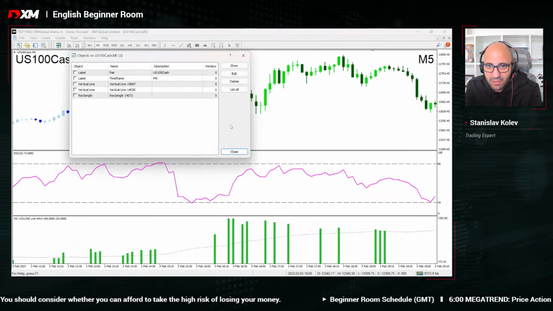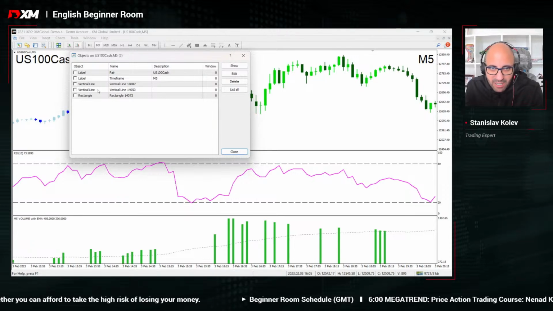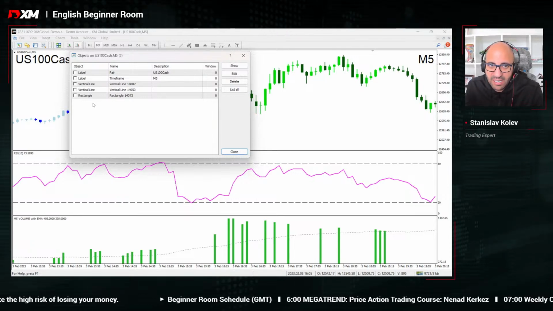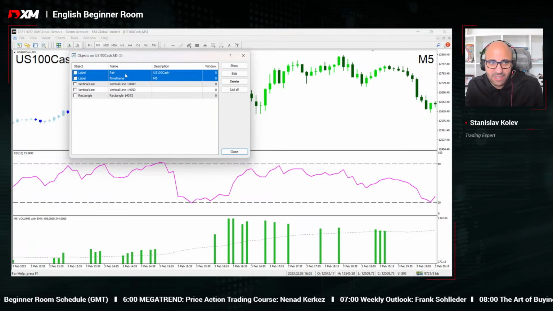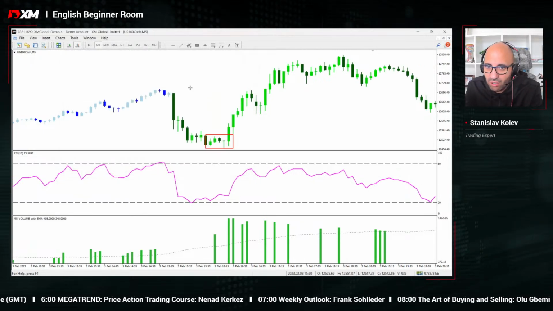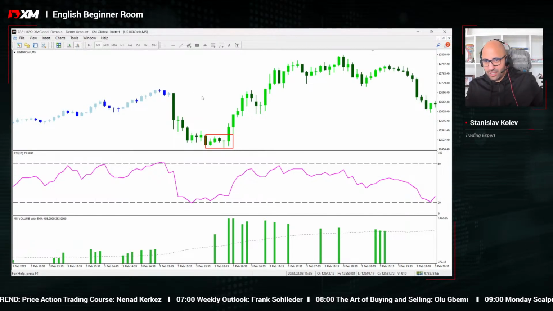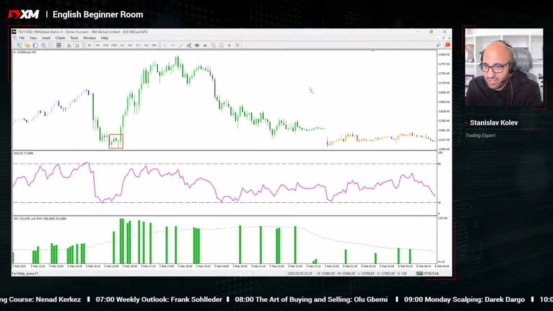I will be marking, if you go on objects, I will be marking the profits with vertical line and the losses with a rectangle. So let me delete actually the labels, that is the NASDAQ, so they don't overlap with our calculations. Please let me know if this is clear so far.